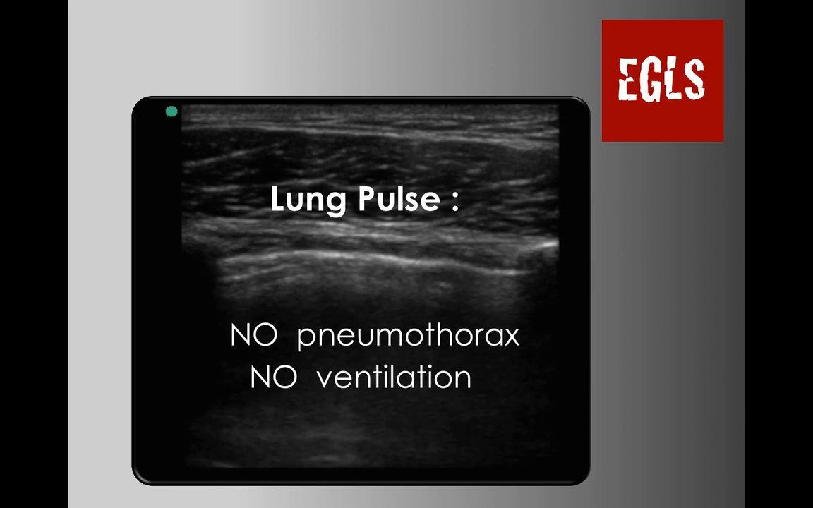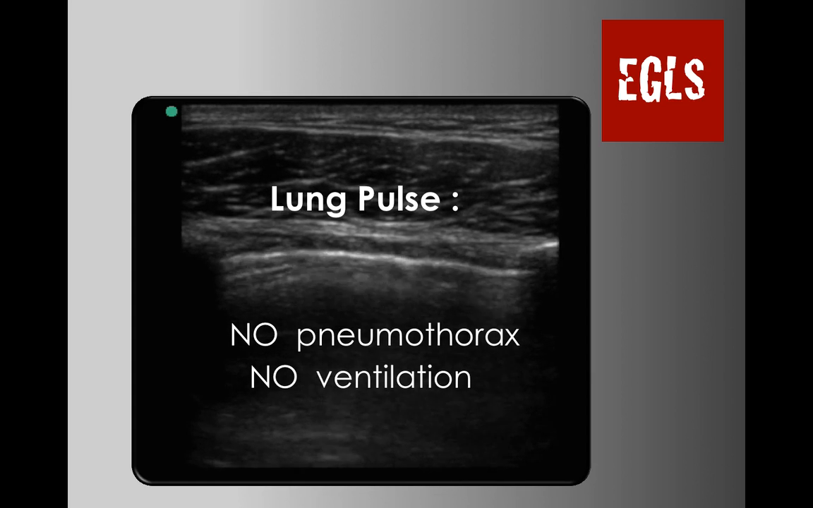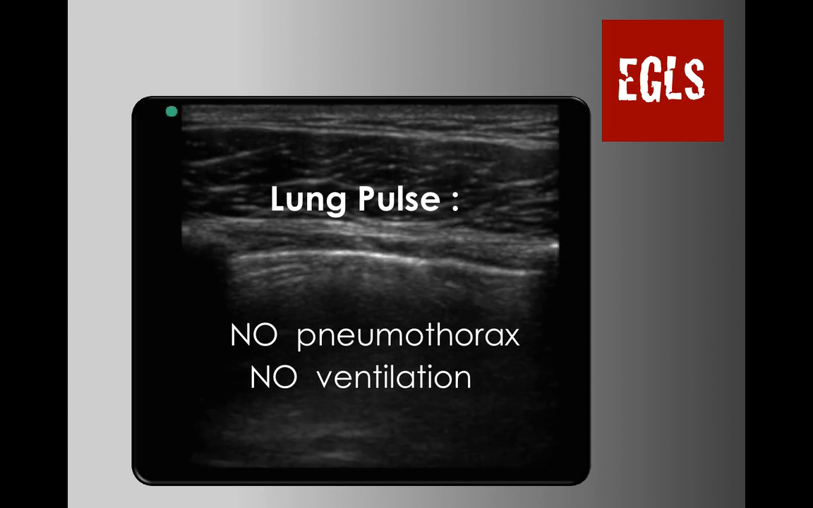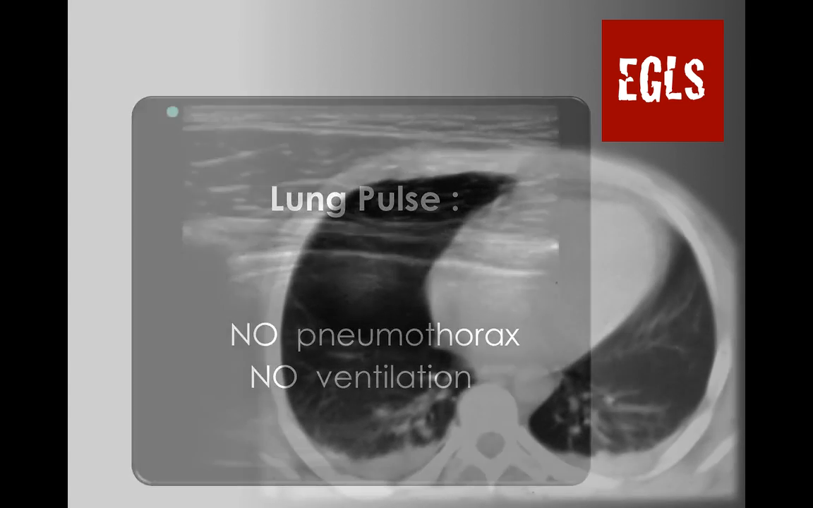What happens when both lung sliding and lung pulse are absent? Does it mean that the patient has a pneumothorax? Well, most likely yes. But sometimes lung sliding and lung pulse might be subtle, and to be 100% positive, you need to seek for this other sign, the lung point.